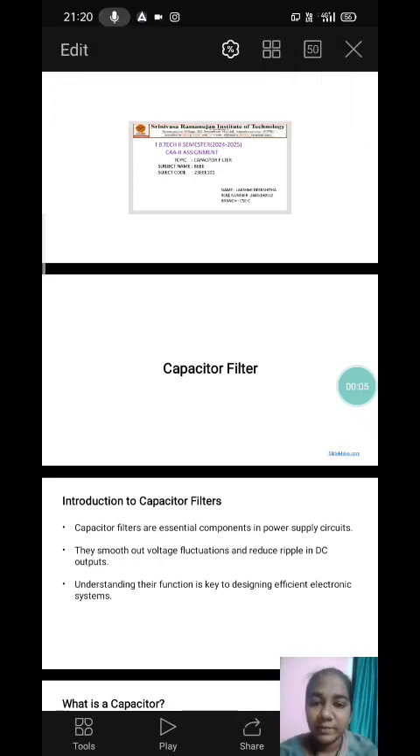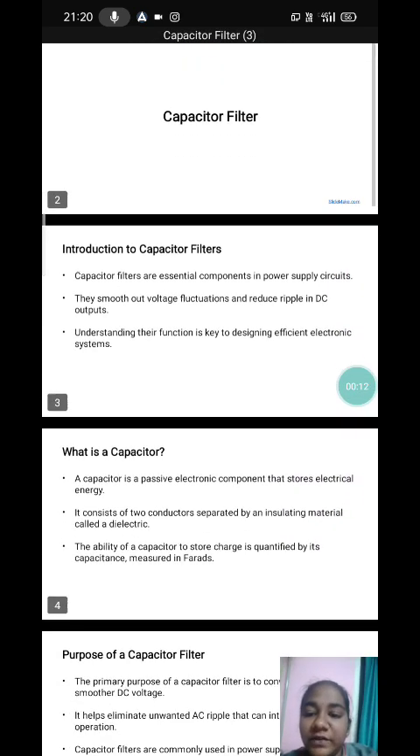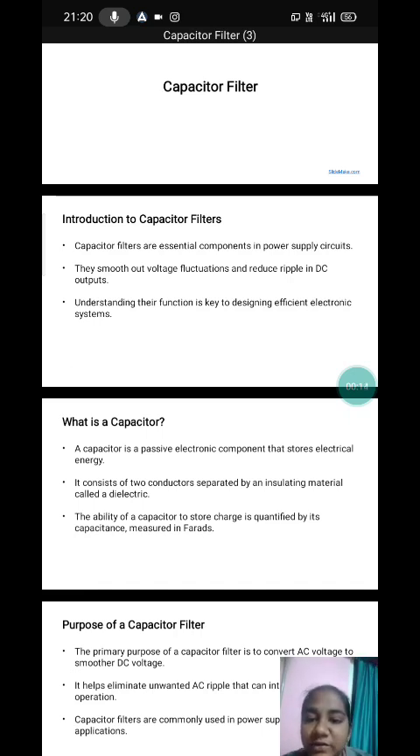From Computer Science Department of Section C. I am explaining my topic about capacitor filter. Introduction to capacitor filters.